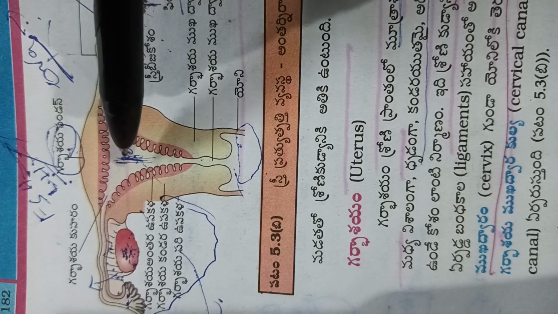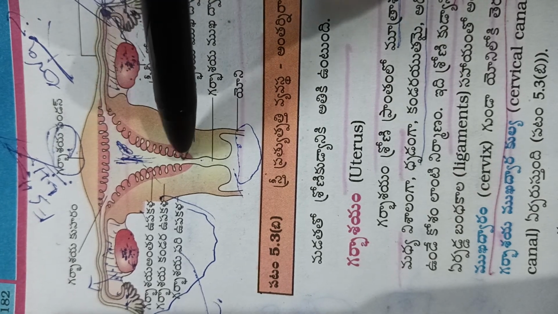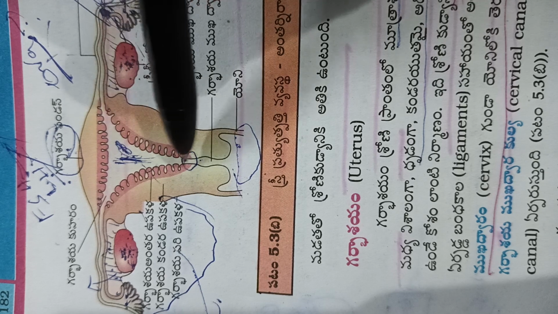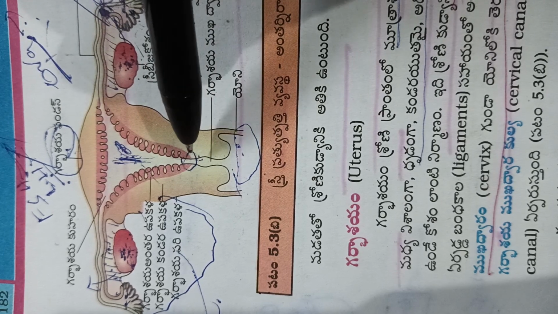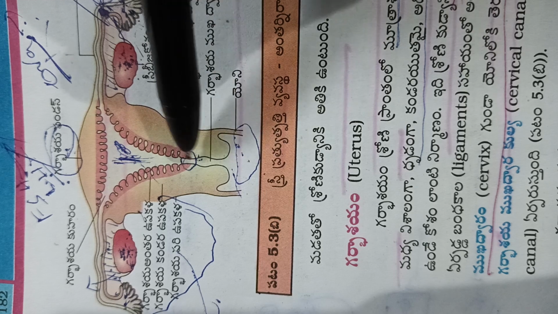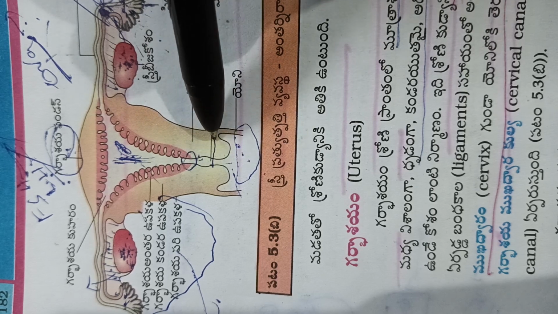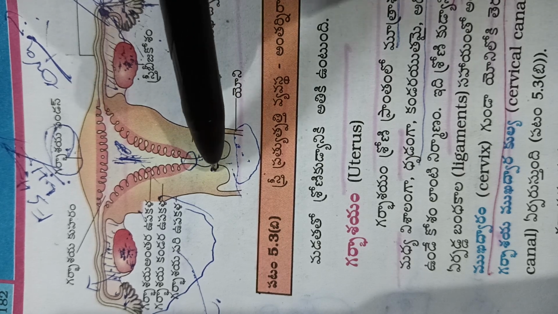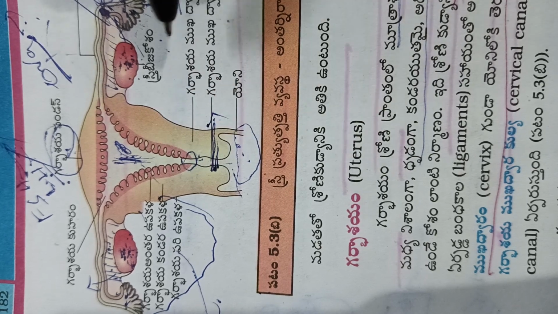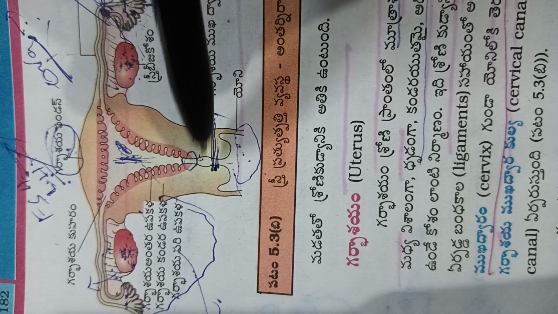Okay, then the uterus is connected to the cervix. See, this part is called the cervix. The uterus is connected to the cervix, and the cervix opens into the vagina. So the cervix opening part and the vagina together form the birth canal or cervical canal. This birth canal or cervical canal is for the delivery of the baby or birth.